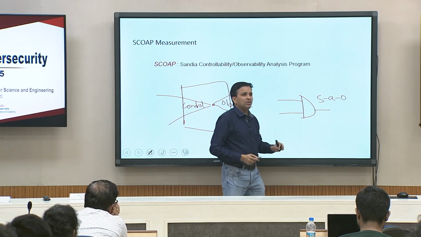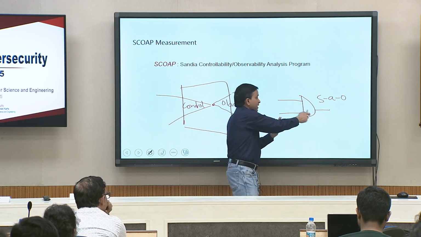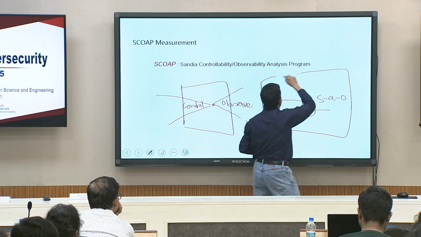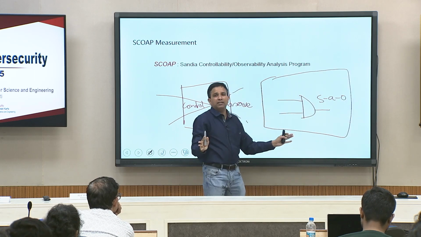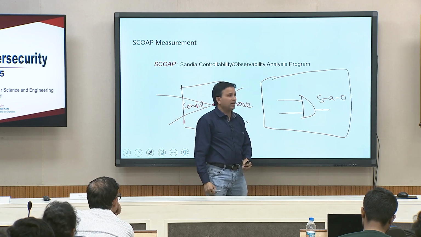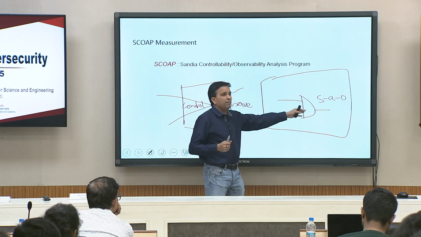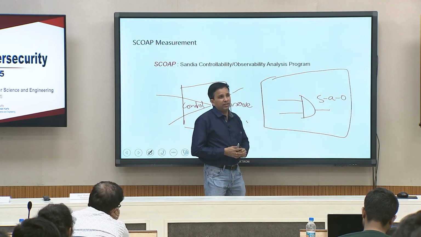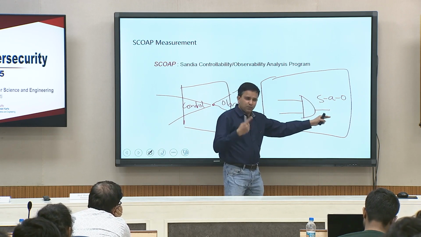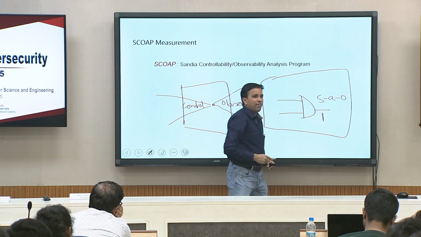If this is stuck at 0, how do I test whether it is stuck at 0 or not? Remember, I do not have visual access. The boundary is somewhere far away, it is fabricated, and I cannot see inside. I know how many gates are there and which gate I am referring to, by name, A, B, C, D, E, F, G, but I do not have manual access to see or probe it. How do I test whether this is stuck at 0? I have to disprove it. If it is stuck at 0, I have to try to make a 1 here.